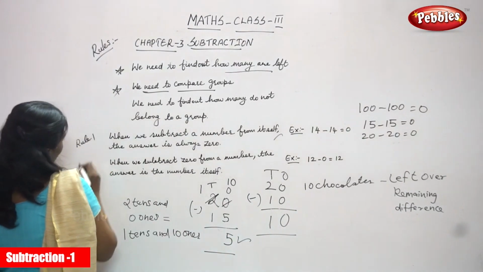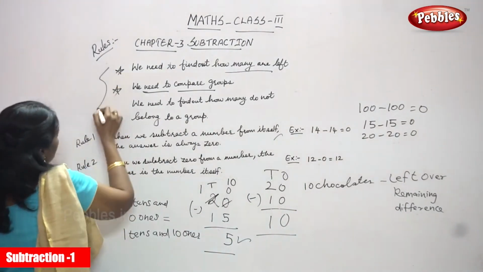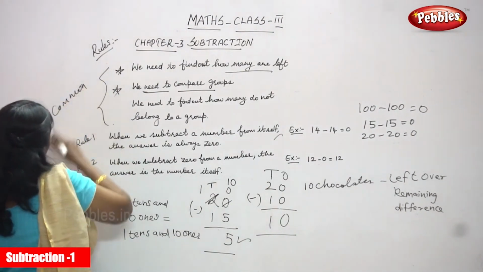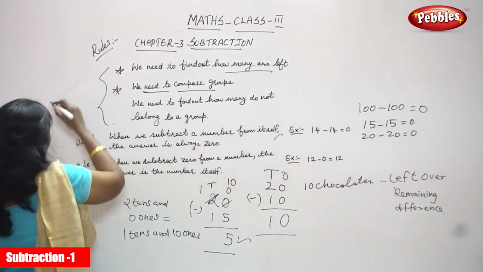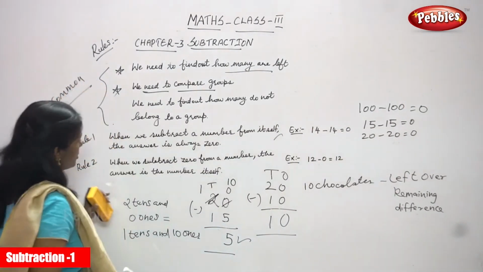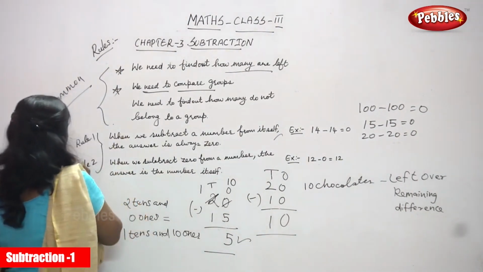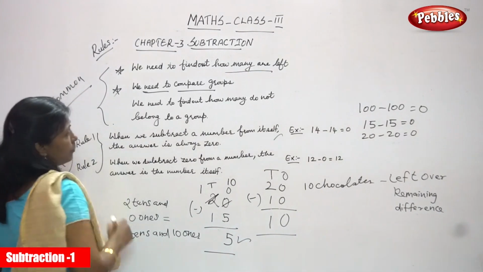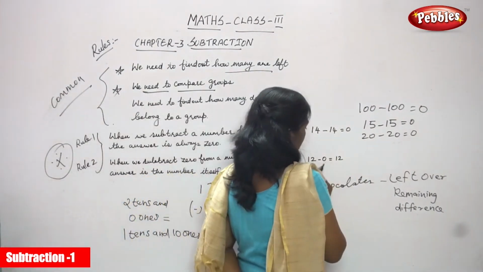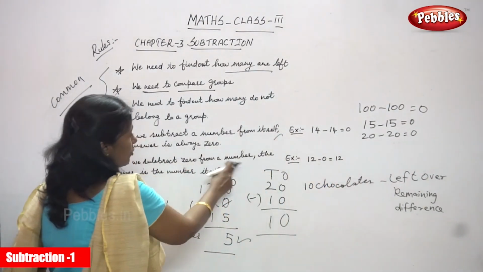This is rule 1, and we can consider this rule 2, and these are the common rules. Rule 1 and rule 2 are very, very important. These two rules are very important. So here I just want to give some more examples for this. What is this? When we subtract 0 from a number.